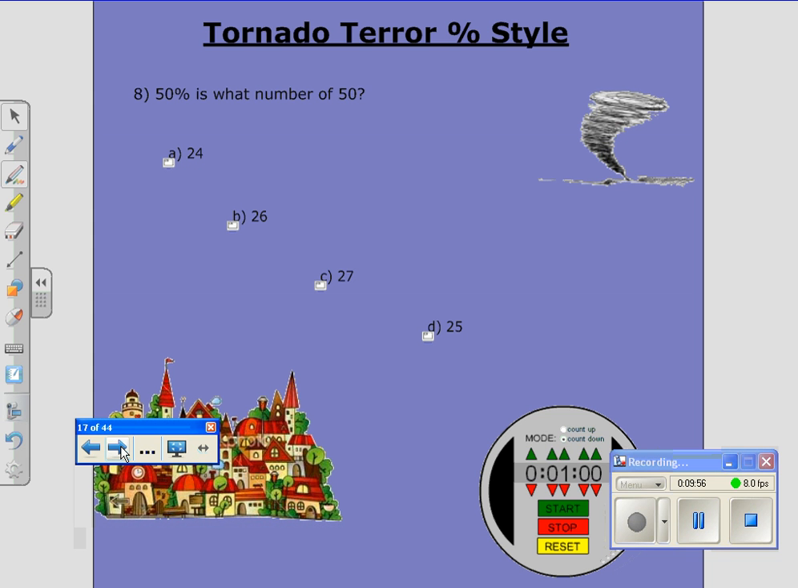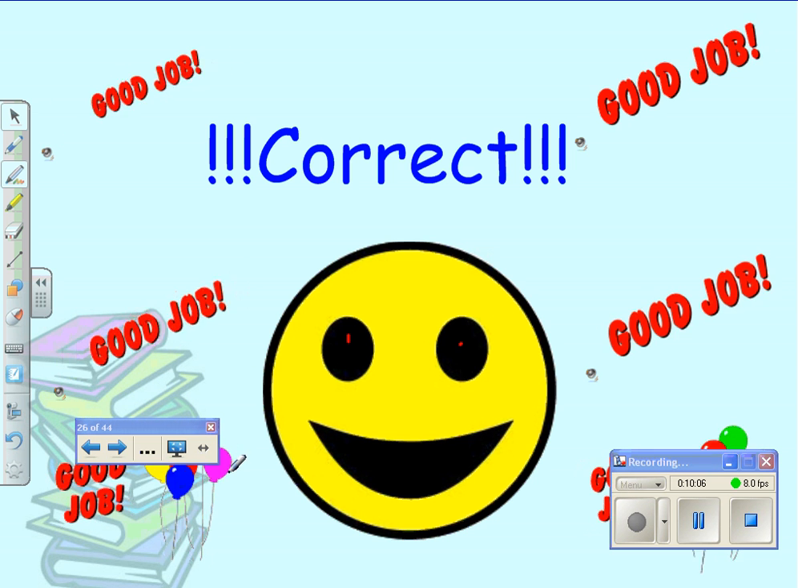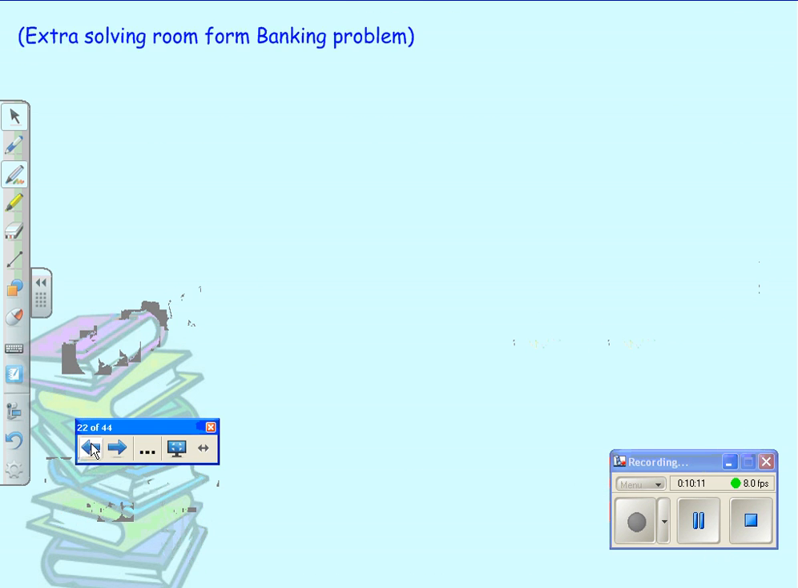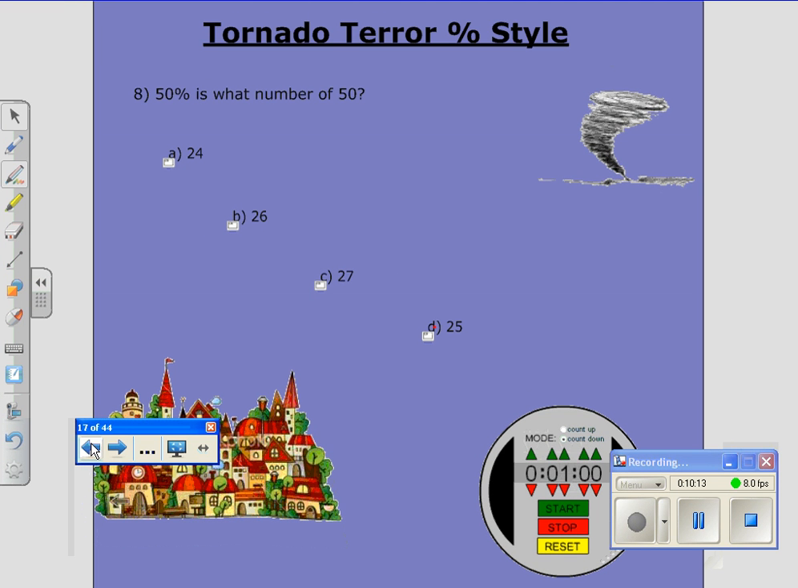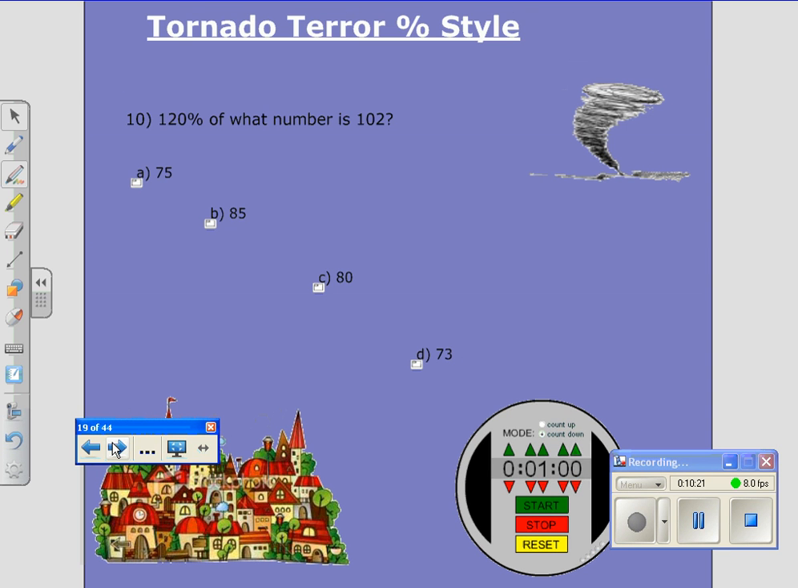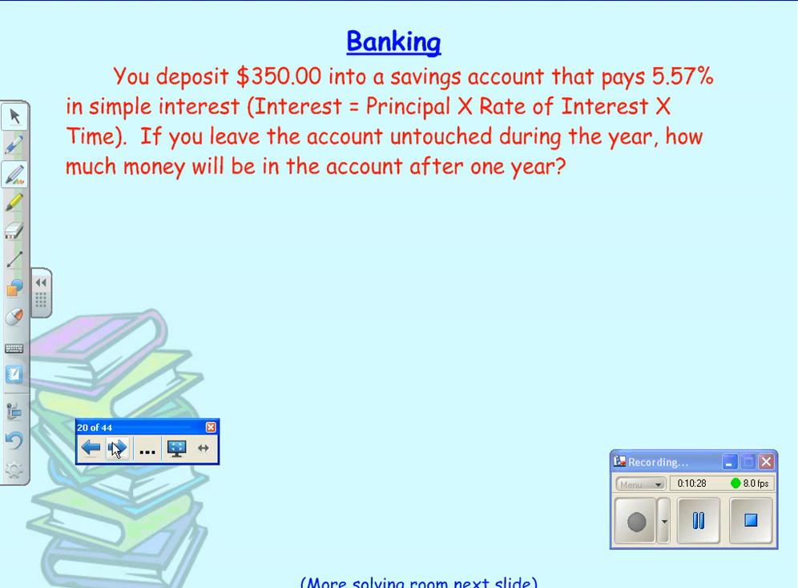50% of what number is 50? We're going to do this one together. You have gotten it right. Next one. 15 is what percent of 40? We will do that one later. 120% of what number is 102? Remember, don't forget your pyramid. All right, we will do these together.